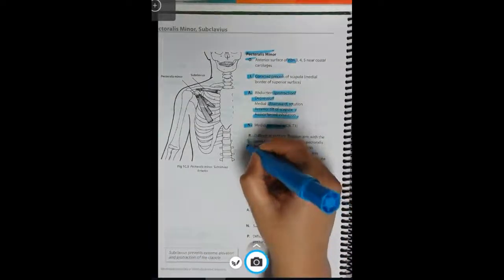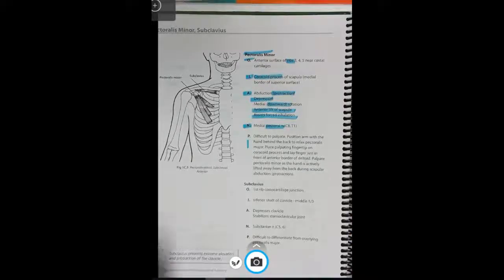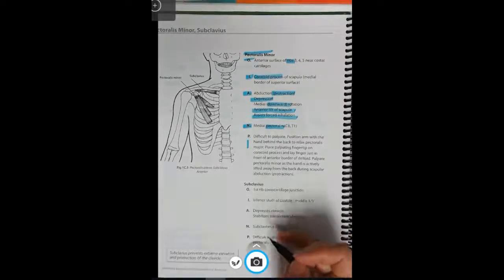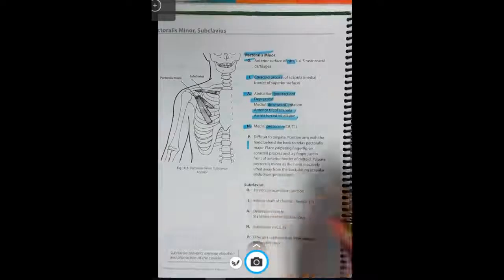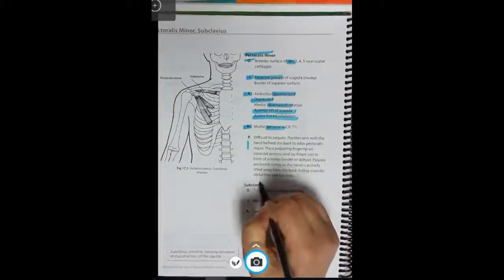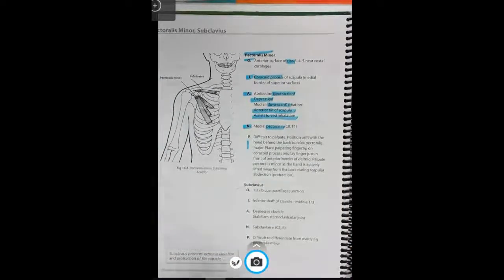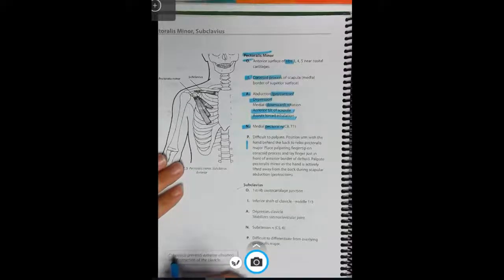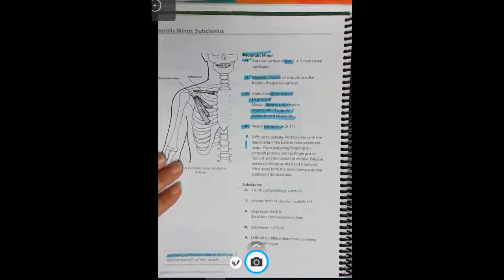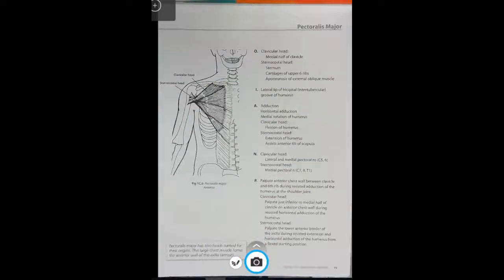Again, your palpation is something to keep an eye on. We're not going to worry too much about the subclavius muscle. You can make a little note down here that the subclavius prevents extreme elevation and protraction. It's kind of like your defense against subluxing that clavicle there.